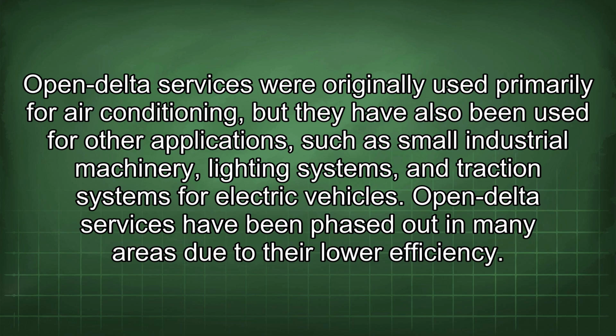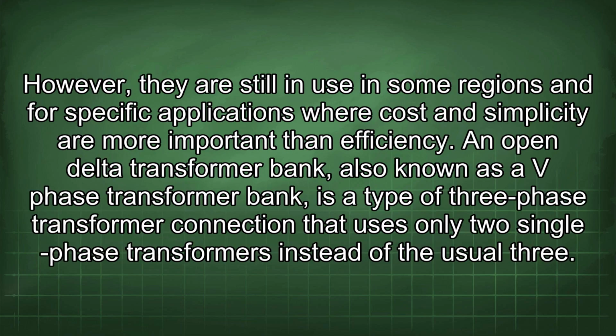Open Delta services have been phased out in many areas due to their lower efficiency. However, they are still in use in some regions and for specific applications where cost and simplicity are more important than efficiency. An Open Delta transformer bank, also known as a V-phase transformer bank, is a type of three-phase transformer connection that uses only two single-phase transformers instead of the usual three.